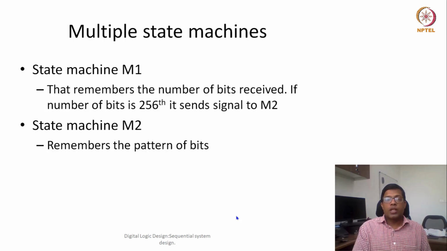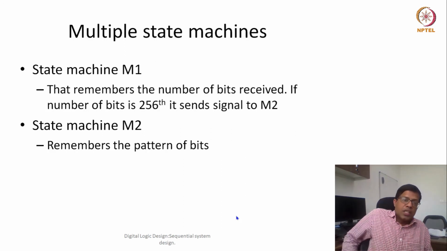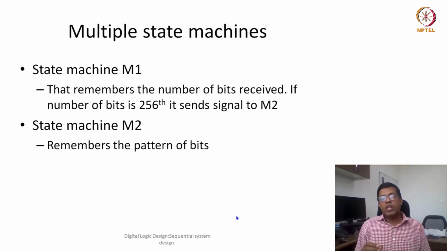Now let's try to say that the first state machine, which is just counting how many bits have been received, let's call it M1, and M2 is the one remembering the pattern of the bits, how many bits have already matched. Okay, so now what would be the interaction between these two state machines?